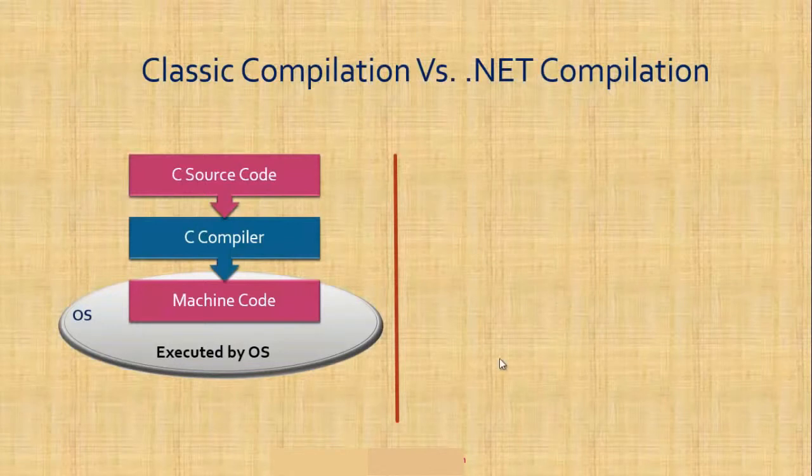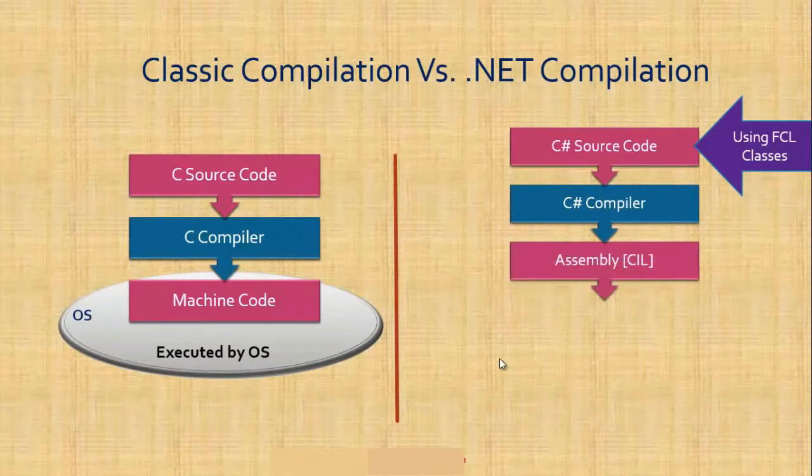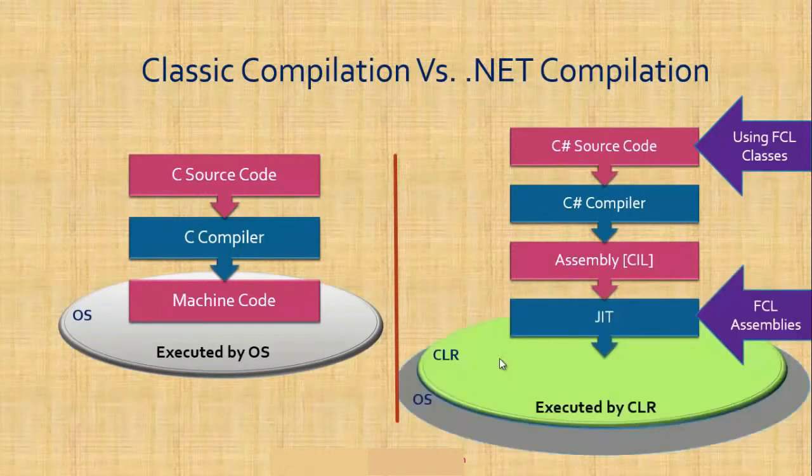But in case of .NET, the scenario is a little different. For example, if we have C# source code, the C# compiler will compile it to something known as CIL and not to binary. Obviously, a CIL file can't be executed by the operating system as the operating system doesn't understand it. The CLR comes into the picture. One of the components of CLR, the JIT compiler, will compile your CIL code to machine code, and this will be executed by CLR and not directly by the operating system.